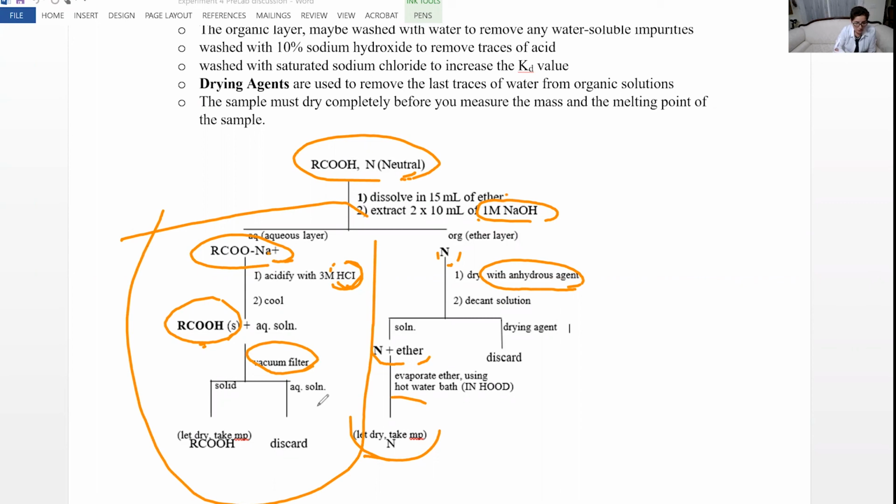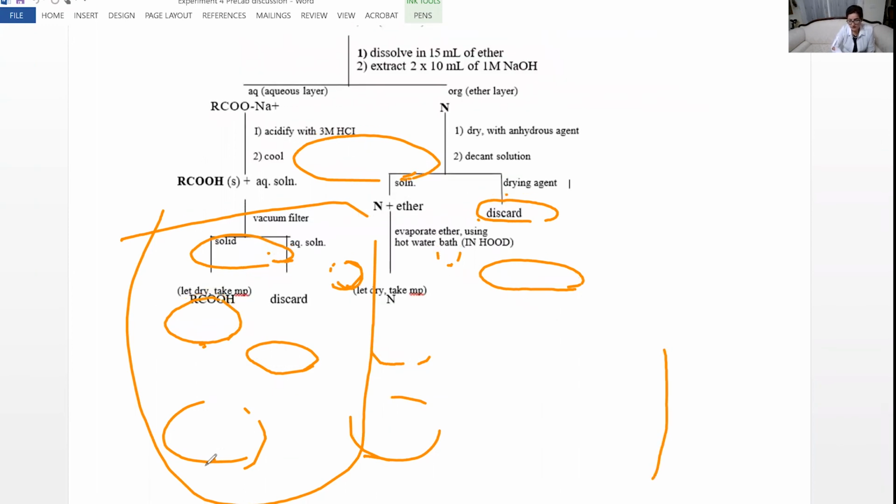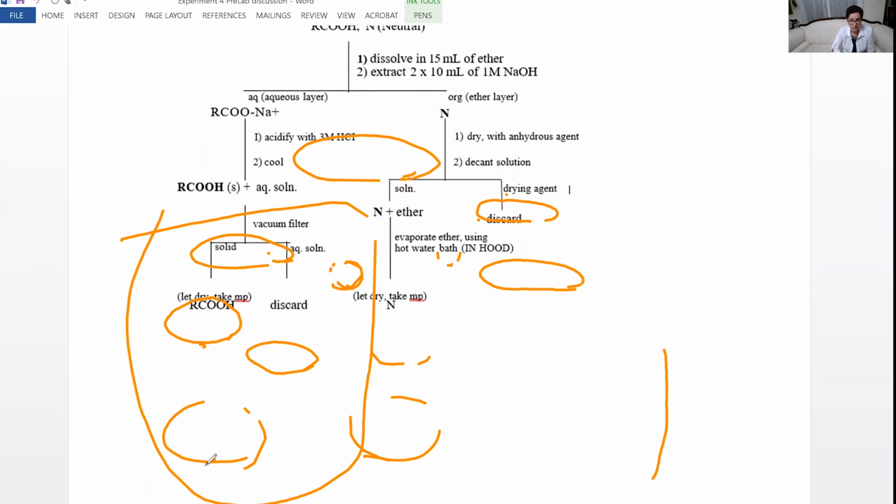And you are going to wash it and make sure that it's completely dry before you measure the mass and the melting point. You measure the mass to calculate percent recovery, and you measure the melting point to determine the purity of the sample. And this is the last part of the experiment for our extraction.